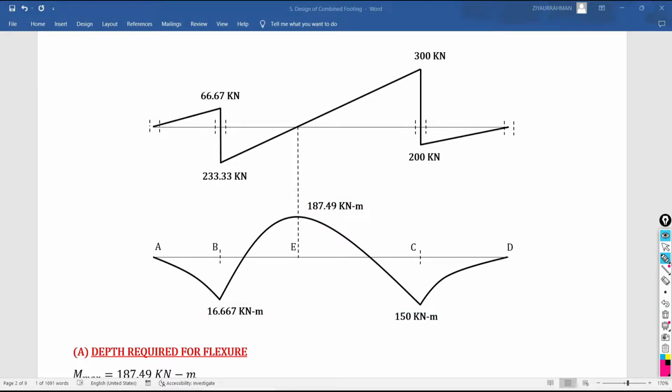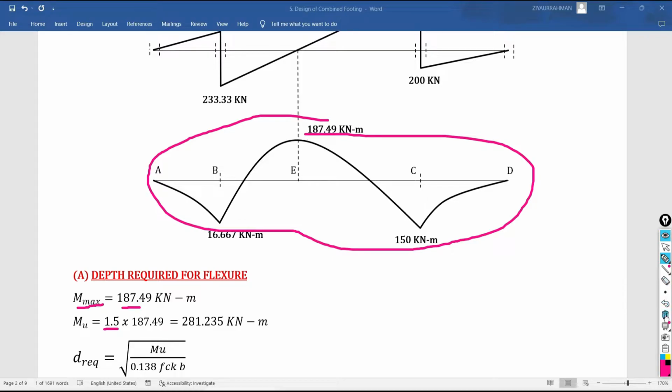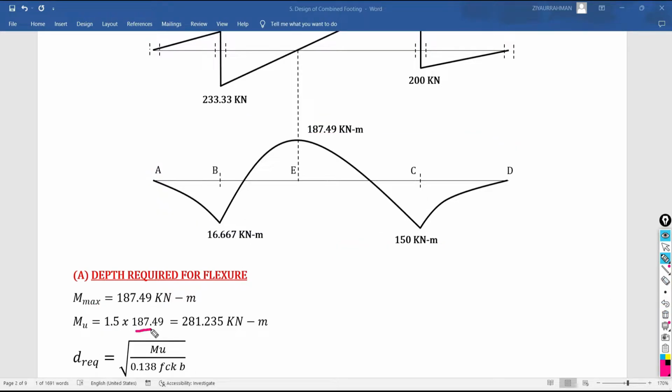Based on this maximum bending moment, I have to find out how much effective depth or overall depth of the footing is required to resist the deformation or to maintain its stability under flexural behavior. What does flexural behavior mean? I will explain it later. So the maximum bending moment, 187.49 kilonewton meter, is multiplied by 1.5 because all these values are service values. We have to find the ultimate or factored value, so you multiply this value by 1.5. Finally you are getting the ultimate moment as 281.235 kilonewton meter.